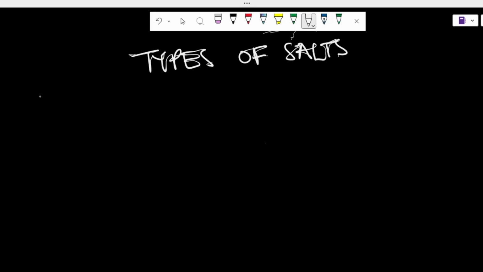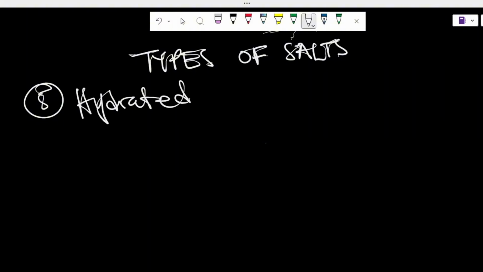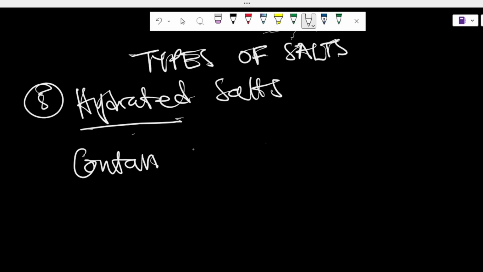But the other two key types of salts that you wanna be familiar with are called hydrated salts. Now, hydrated salts usually contain water molecules. Notice the word that it is hydrated. So these types of salts contain water molecules.